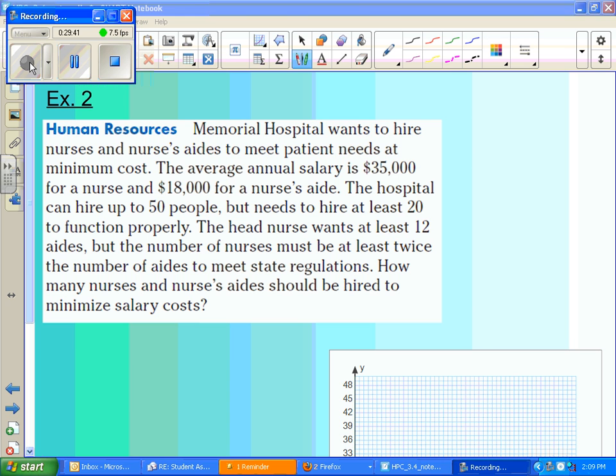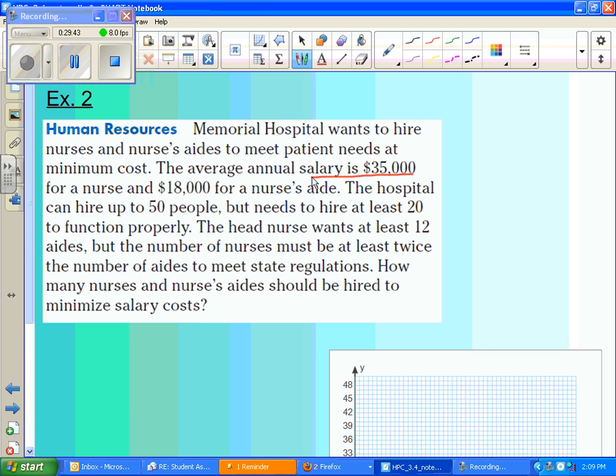So this information here, salary, 35 for a nurse, 18 for a nurse's aide, is not a part of our constraint. That is going to be the expression that we use to answer the question of minimizing salary costs. So for right now, we'll just stick this off to the side. What is it? 18 bucks.